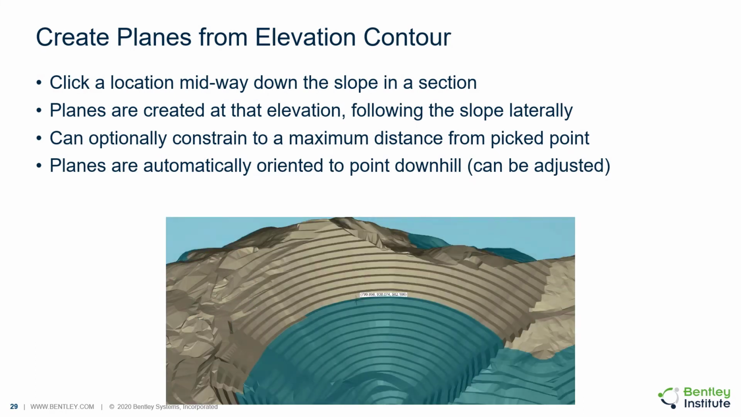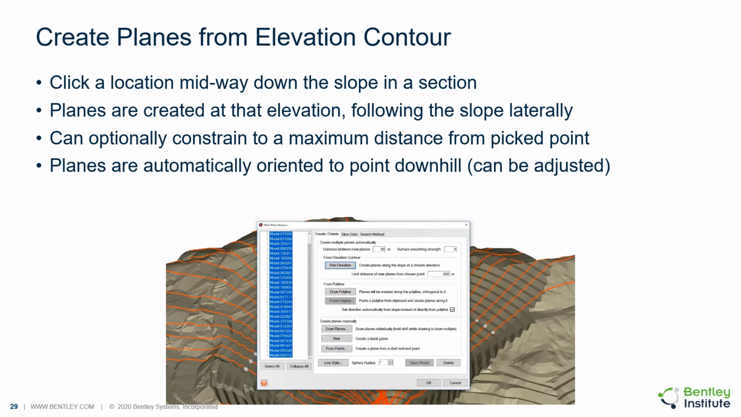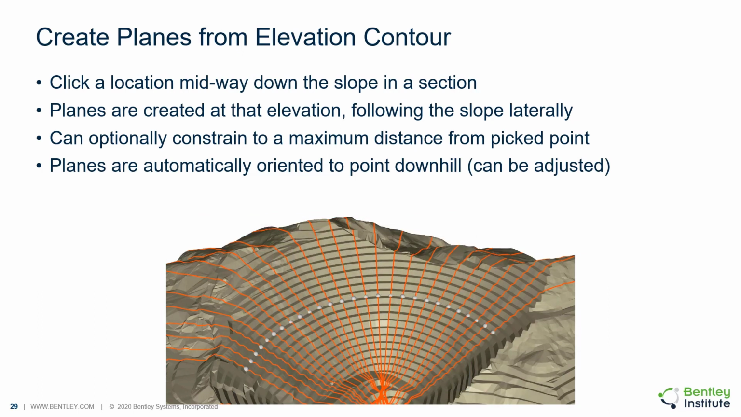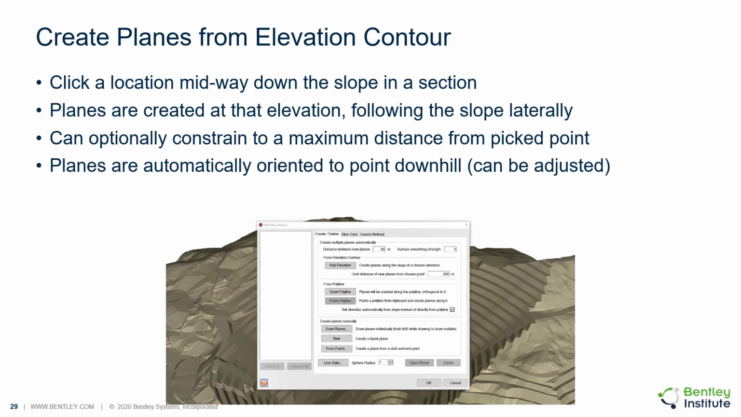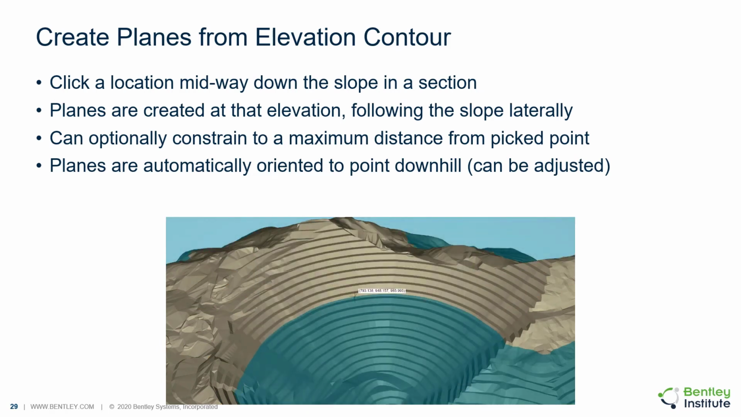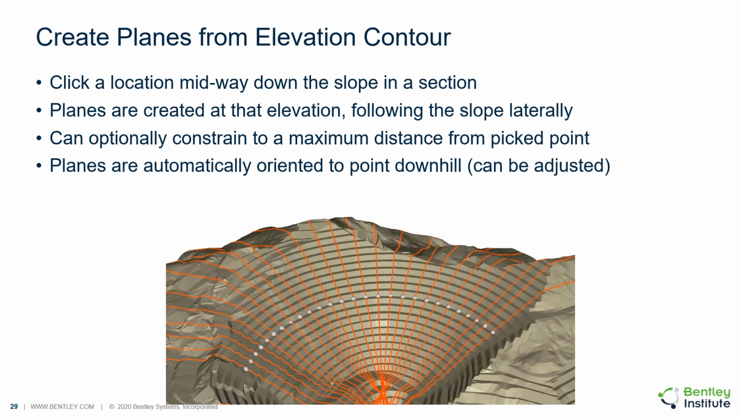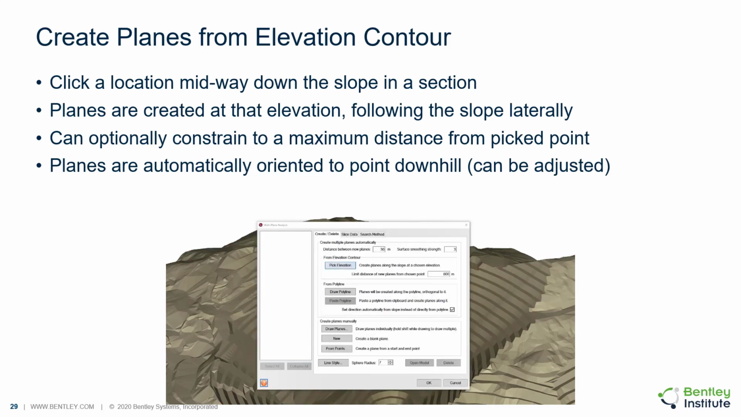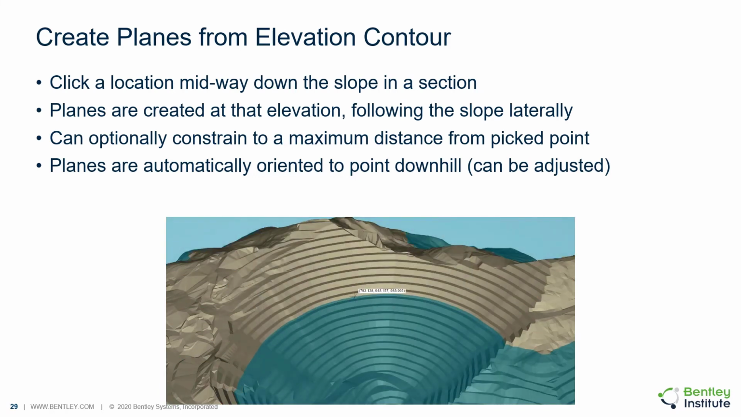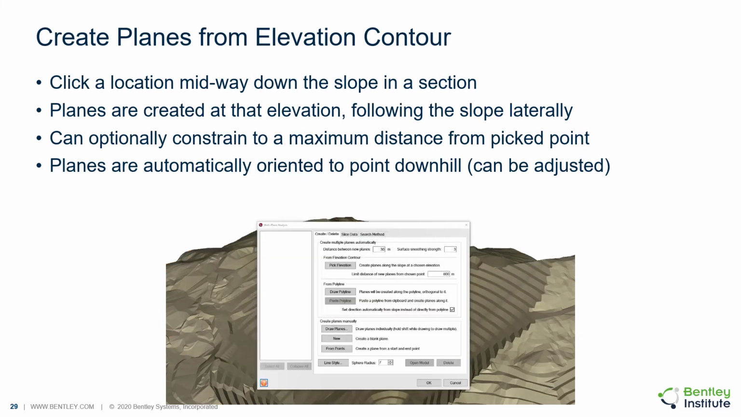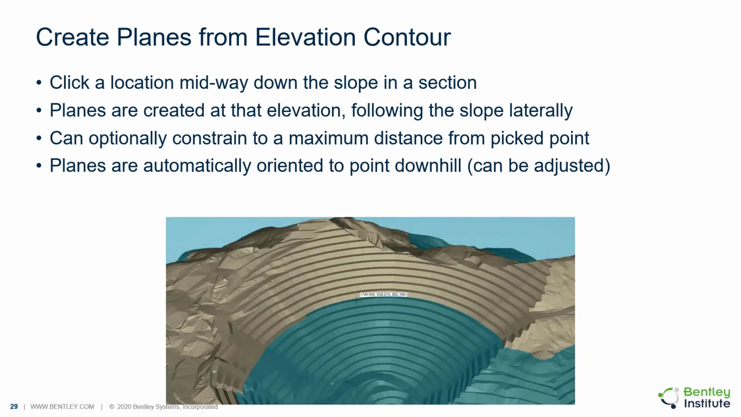The most common method of generating planes is based on an elevation contour line. In this method, the user will click a location midway down the slope on a section. The elevation will be highlighted graphically on the screen, and planes are created at every point in the slope at that elevation by following the elevation line laterally. The user can optionally constrain the lateral movement to a maximum distance from the picked point.